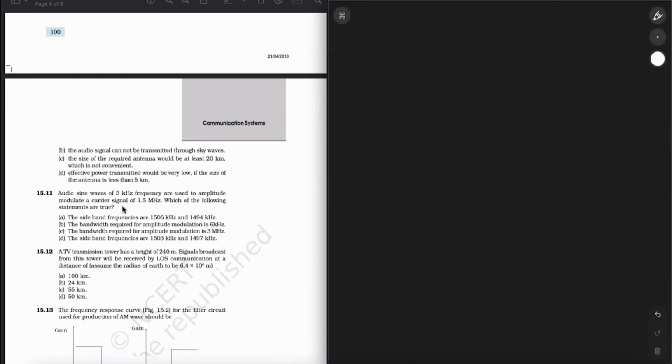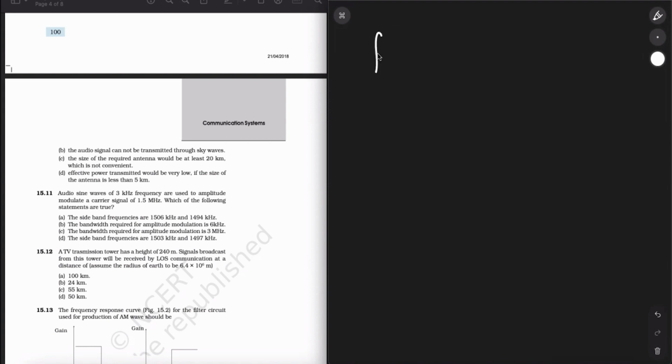Okay, so next up is question number 11. Audio sine waves of 3 kilohertz frequency are used to amplitude modulate a carrier signal of 1.5 megahertz. Which of the following statements are true? The sideband frequencies are this and this. The bandwidth required for amplitude modulation is this. Lower sideband and upper sideband, that is the major focus.